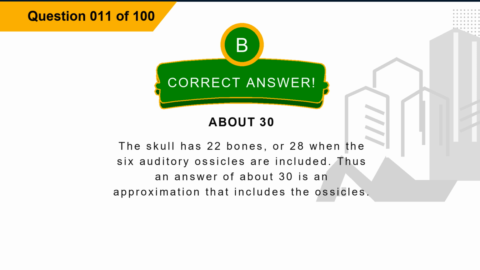About 30. Explanation. The skull has 22 bones, or 28 when the 6 auditory ossicles are included. Thus an answer of about 30 is an approximation that includes the ossicles.